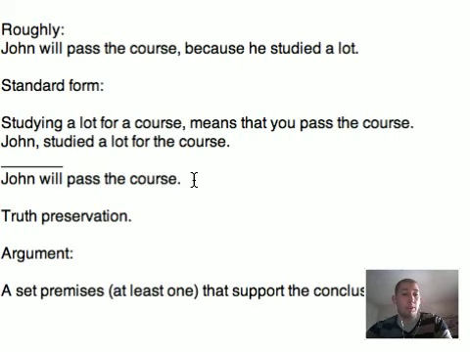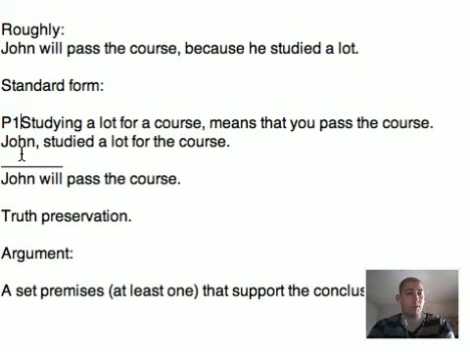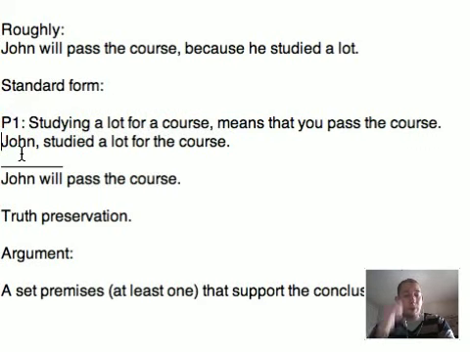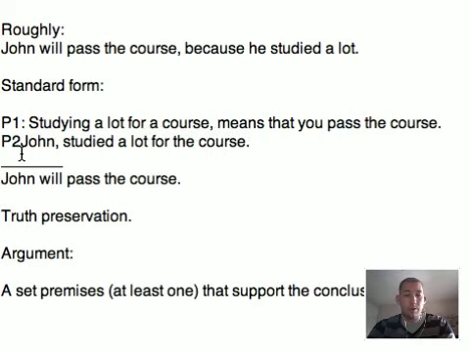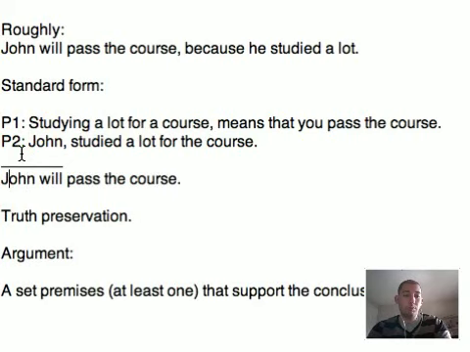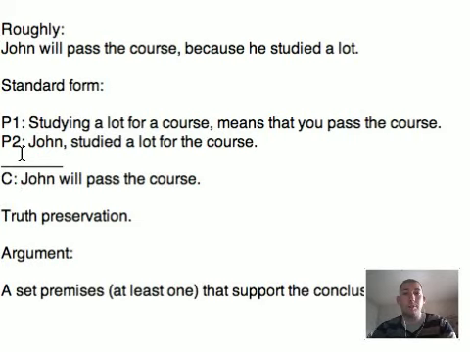So up here, John will pass the course is taken to be the conclusion. And here we have two premises. Premise one is studying a lot for a course means that you pass the course. So that's premise one, which we can put as P1. And here we have a second premise, which is that John studied a lot for a course. So that's the second premise, and we'll put that as P2. And so premise one and premise two are taken to support or provide justification for the conclusion, which we can just designate as C, which is John will pass the course.